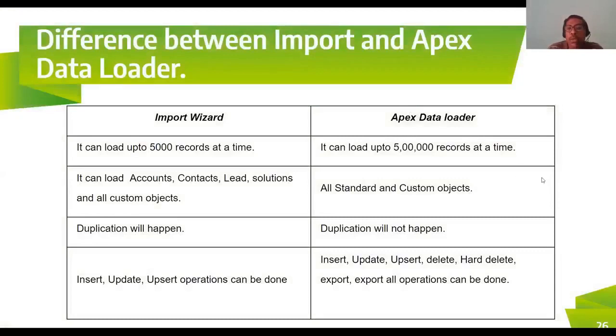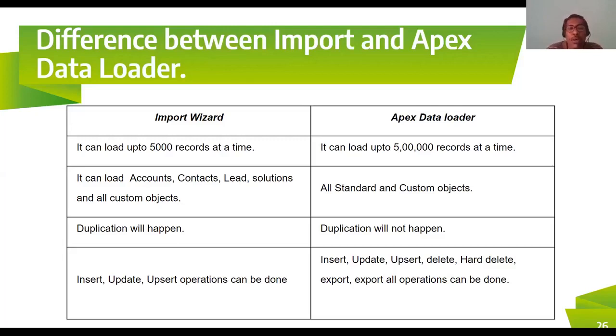Now let me see the difference between import wizard and Apex data loader. When it comes to import wizard, it can upload only 50,000 records. Whereas the Apex data loader can upload up to 5 lakhs records at a time.